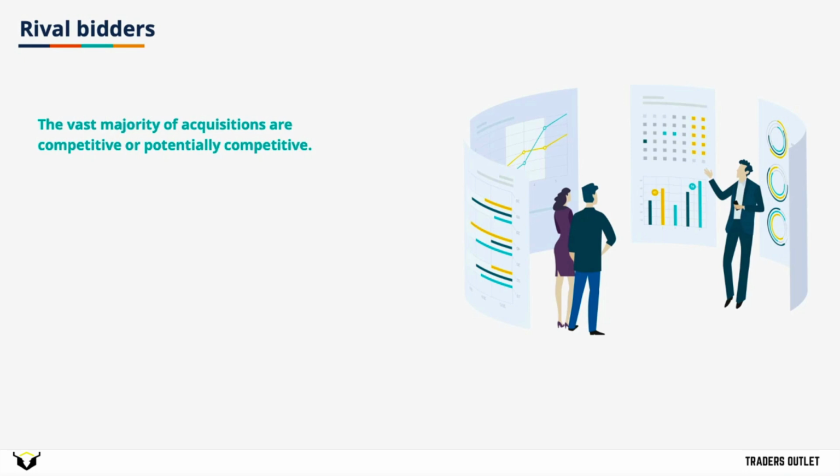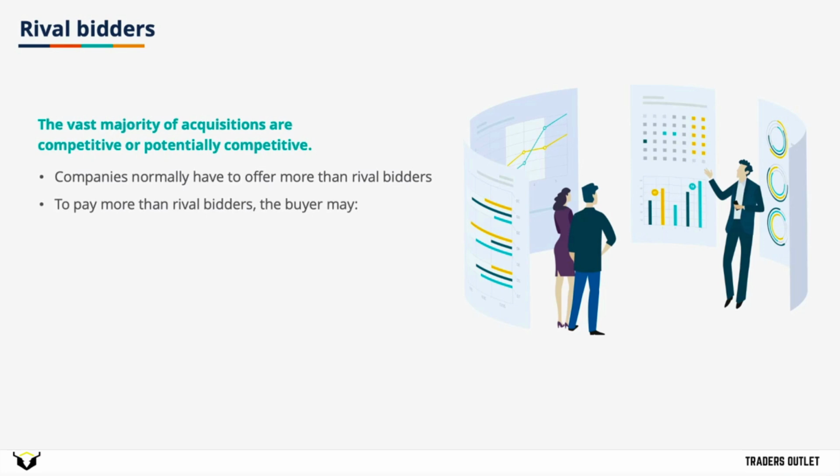The vast majority of M&A transactions are competitive, meaning there are multiple buyers for the transaction. Generally speaking, companies have to offer more than rival bidders. In order to be able to pay more than someone else, there are a few reasons. One could be that the acquiring company is able to do more with the acquisition, meaning they could get more synergies. There's more strategic rationale, for example.